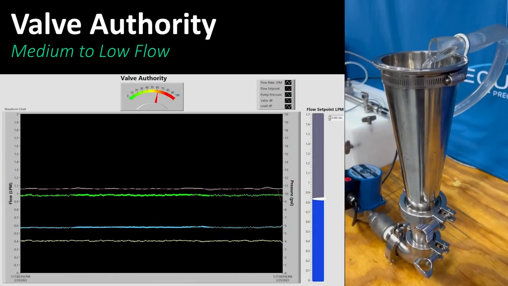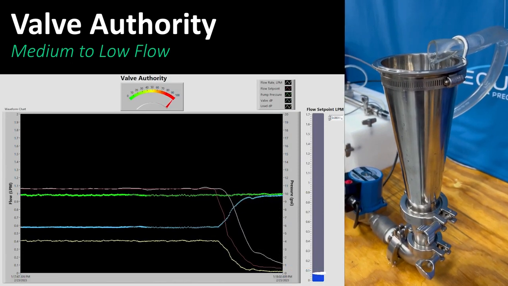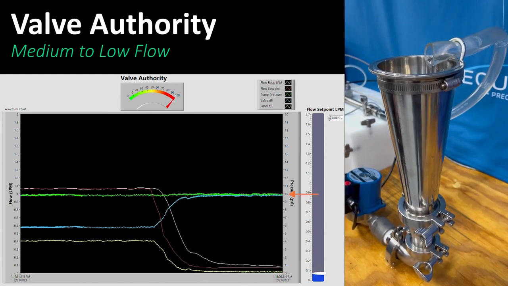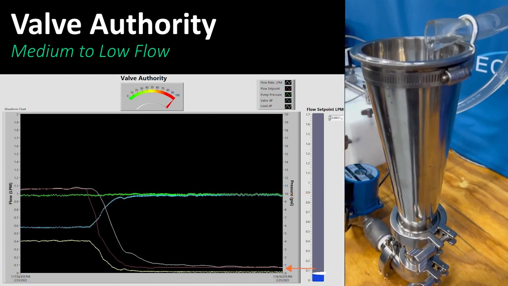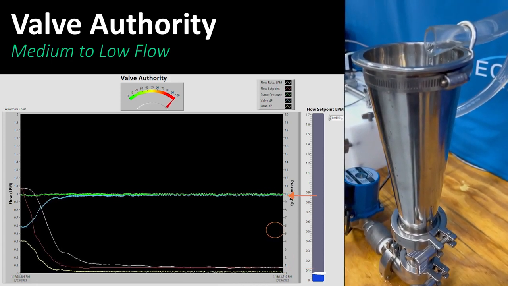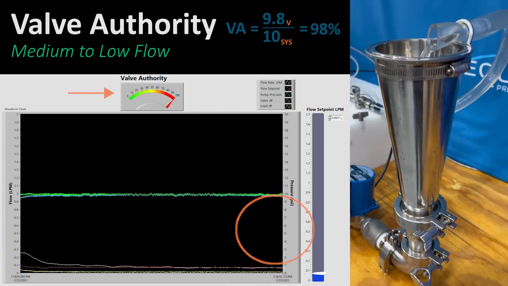The flow rate is 0.07 liters per minute or 1% of max flow. The pump is producing 10 psi. The coil resistance has dropped to 0.2 psi. The differential across the control valve has risen to 9.8 psi. The valve authority is therefore 9.8 divided by 10, or 98%.